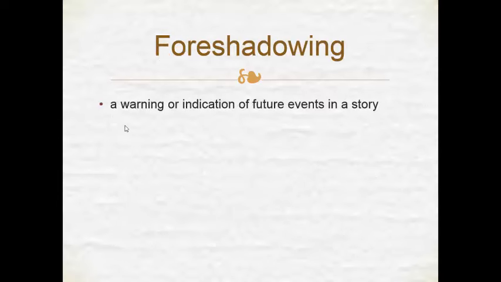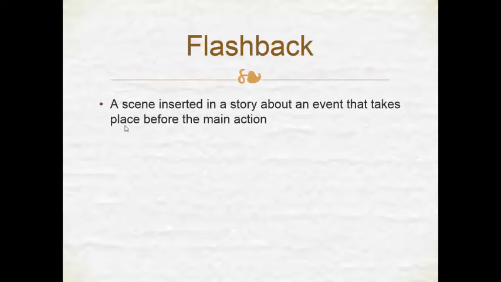Two other plot-related terms to talk about are foreshadowing and flashback. Foreshadowing is a warning or indication of future events in the story. It happens sometime in the plot. Flashback is when a scene is inserted into a story about an event that takes place before the main action, something that has happened to a character or has happened in the past before.